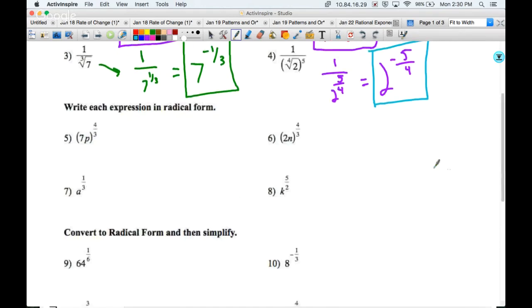Now we're going the other direction. In these problems here, rewrite each expression in radical form. For number 5, the base becomes the radicand. The bottom of the fraction becomes the index. And then we can put this all raised to the power of 4 at the top of that fraction. If we wanted to, we could put that 4 inside the radicand, but make sure it's being applied to both the 7 and the p. It's not just p to the 4th, it's 7p to the 4th. All right, I think we're good with these ones.